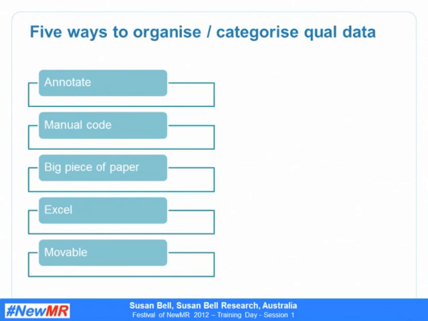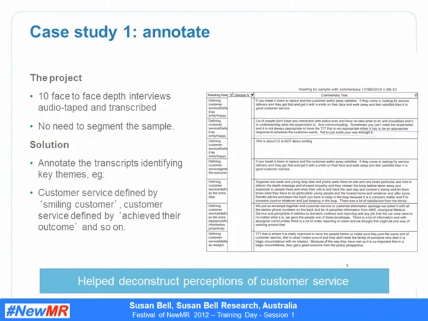qual data. There's annotation, coding manually, using a big piece of paper or a whiteboard, using Excel, which might perhaps surprise people who aren't used to doing that of qual data, and doing things that are movable, which will make much more sense when I tell you what I mean, and you're probably familiar with anyway. So these are all slightly disguised examples from my own work.